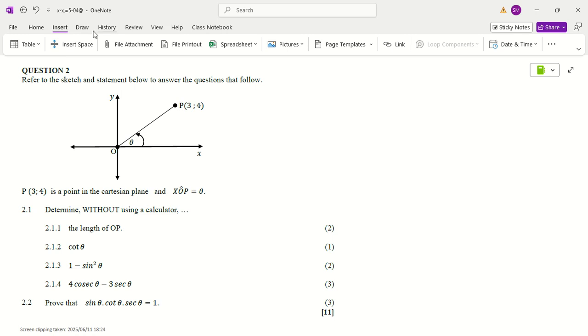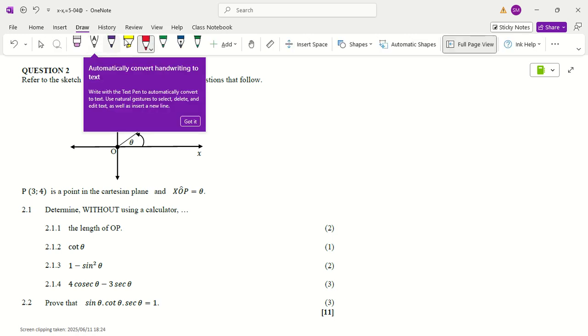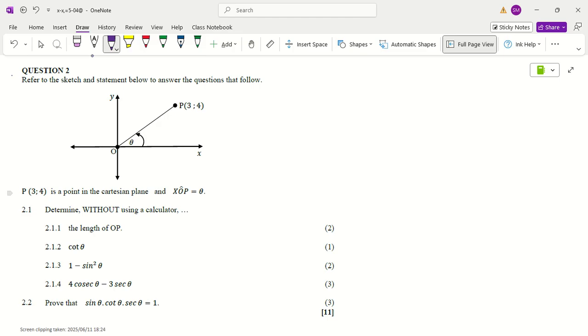So now we are at question 2, and we are doing trigonometry. And for 2.1, in fact 2.1.1, but let's first refer to the sketch. It says refer to the sketch and statement below to answer the questions that follow.